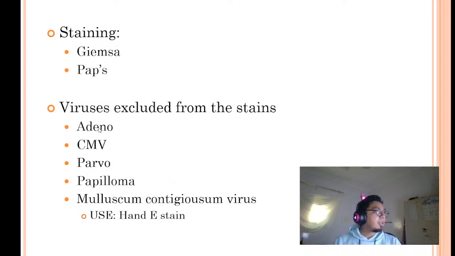All right, adenoviruses, CMV, parvovirus, papilloma, and molluscum contagiosum virus using, of course, your H&E stain, which is a modification of the traditional form of PAPS.